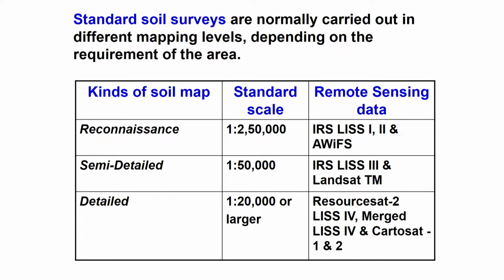For detailed soil survey, which is required for block level or village level planning, we need a very detailed survey, 1 to 20,000 scale or larger. And here we can use Resourcesat satellite, LISS 4 sensor, merged with Cartosat satellite panchromatic data, so that we can prepare a very detailed FCC, or large scale FCC, which we can interpret for the mapping of the soil.